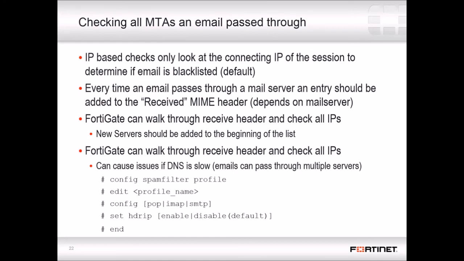Normally, the IP-based checks, such as the FortiGuard IP, will only look at the IP of the device that is actually connecting to deliver the email through the Fortigate. From the CLI, you can change the behavior so the device will walk through the received header and check the IP of every server the email passed through on its way. If your DNS is slow to respond, this can cause issues because each IP needs to be checked in turn. Most emails only have a few entries in the header, but can easily have 5 or more.